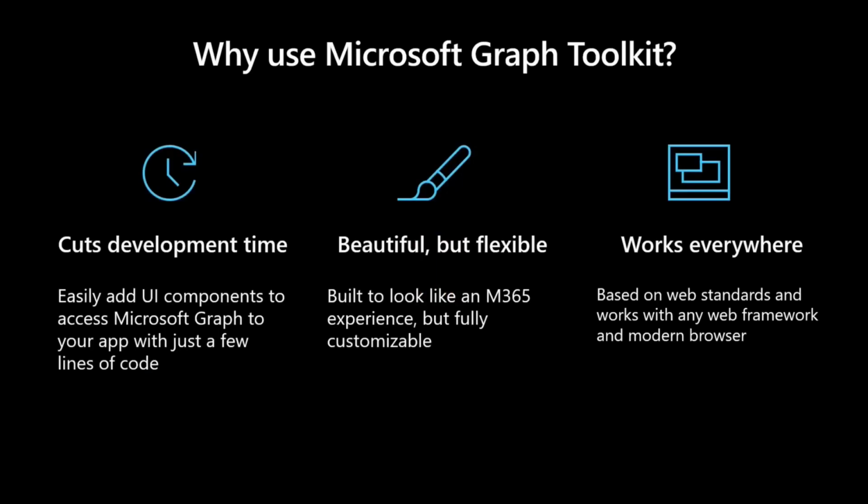Why would you care about the toolkit? First, it really cuts on your development time. It helps you easily add any UI components that would access Microsoft Graph to your app with just a very few lines of code. It's beautiful, but it's flexible also. So we respect the M365 look and feel, being as fluent as we can in the way that we're designing our components, but we're also allowing you to bring in some customizations around styling, templating, and logic also that you might change on top of what we're shipping. And also we're working everywhere. When you're thinking about the web, it works. You're thinking about Teams, it works. You're thinking about Office add-ins, it works. You're thinking about any SharePoint framework, it will work.